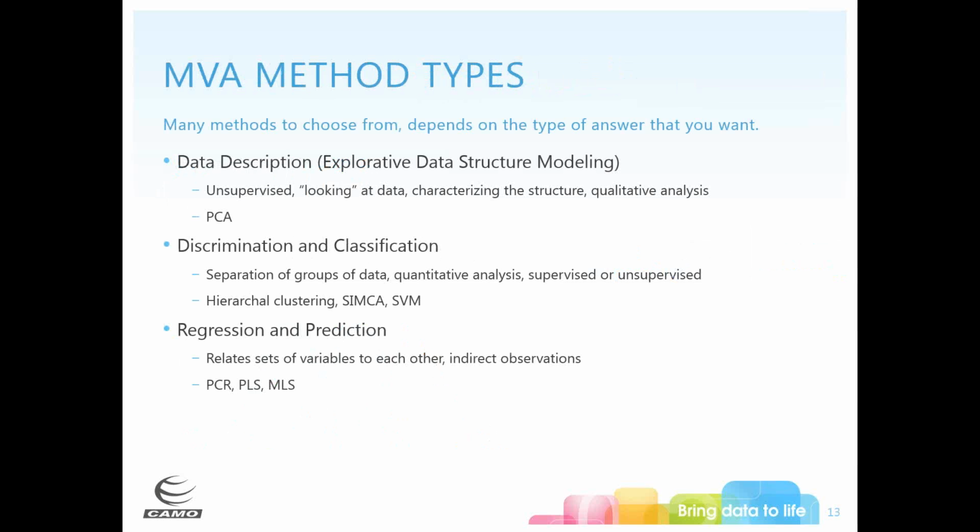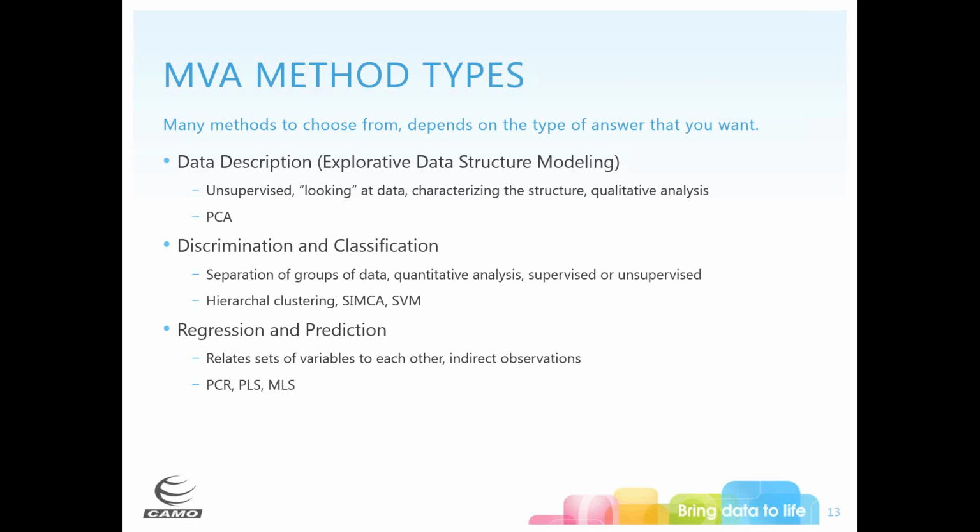There are different types of methods that you can choose from. We can do some exploratory data structuring. This is unsupervised looking at your data. This is kind of your first pass, trying to understand what your data is. Then we can get into discrimination and classification. You can separate things out into different groups of data. You can do some quantitative analysis from this, and there's some examples of how we would do that.